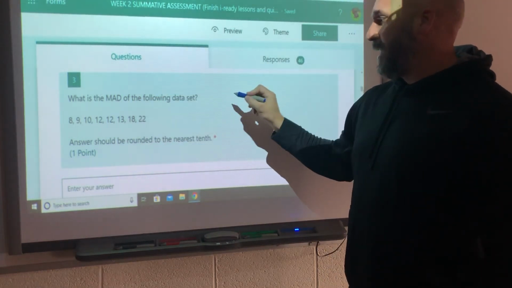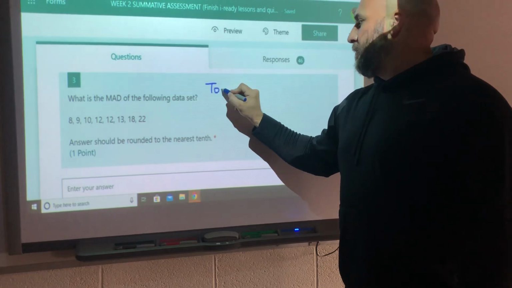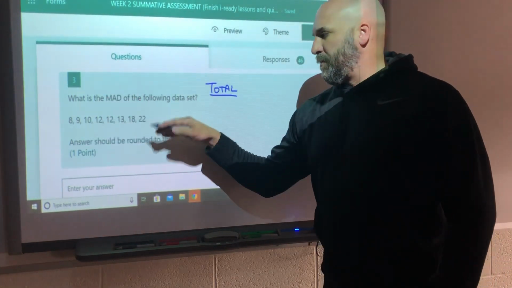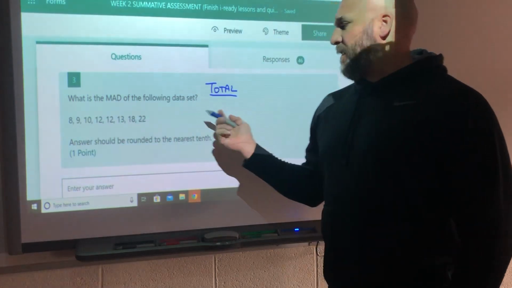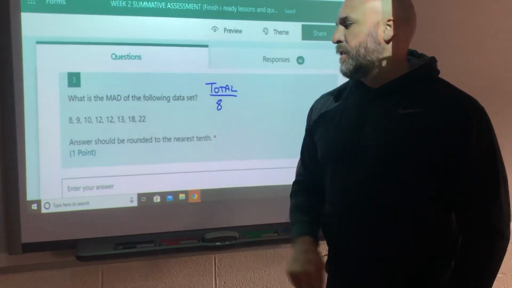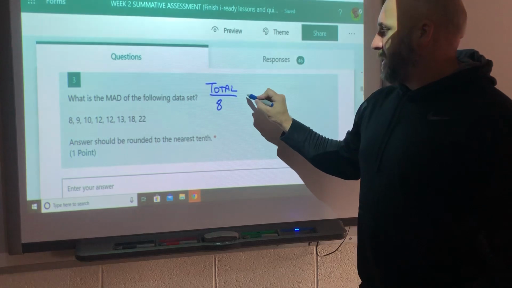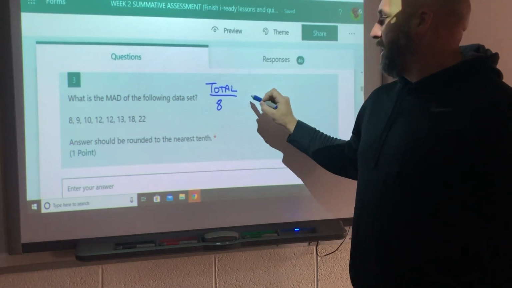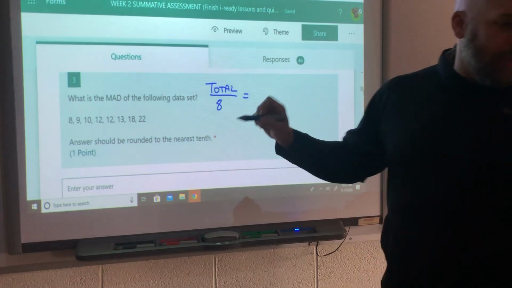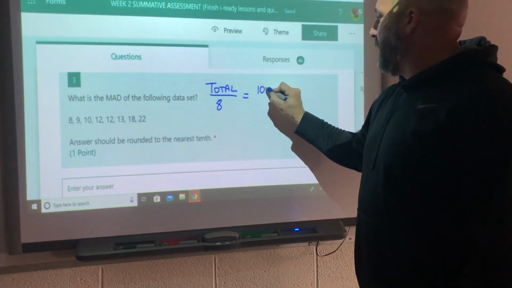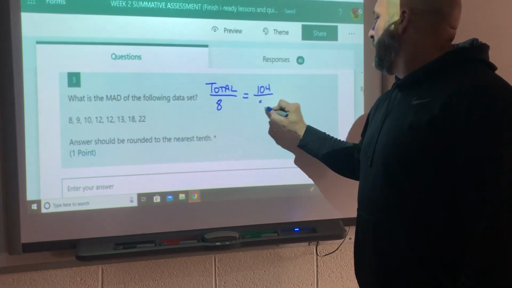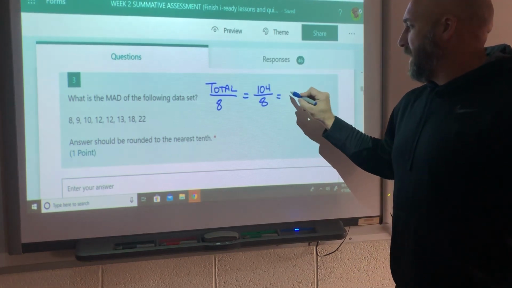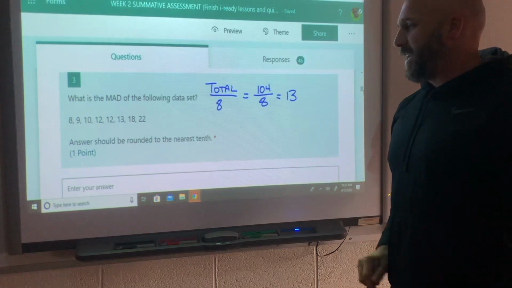So we have to find the mean first, which is the total divided by the number of data pieces. We have 8 data pieces. So the total, when you add those all together, 8, 9, 10, 12, 12, 13, 18, and 22, will give you a total of 104. I did that already, so I didn't have to use a calculator and bore you guys to death. 104 divided by 8 gives you 13 for the mean.